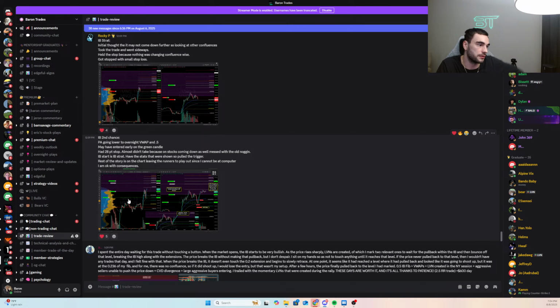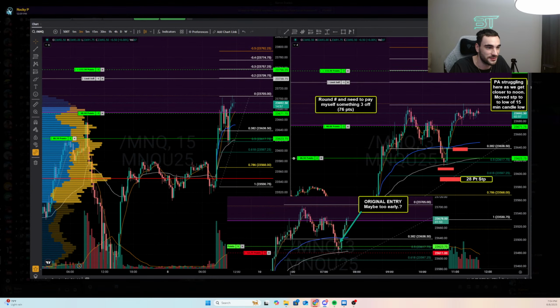PA going lower to overnight VWAP 1.5. May have entered early on the green candle, had 28-point stop, almost didn't take because stock's coming down as well. Messing with the old noggin. IB strat is IB strat. Have the stats that were shown, so pulled the trigger. Rest of the story is on the chart. Leaving runners to play out. Since I cannot be at the computer, I'm okay with the consequences.